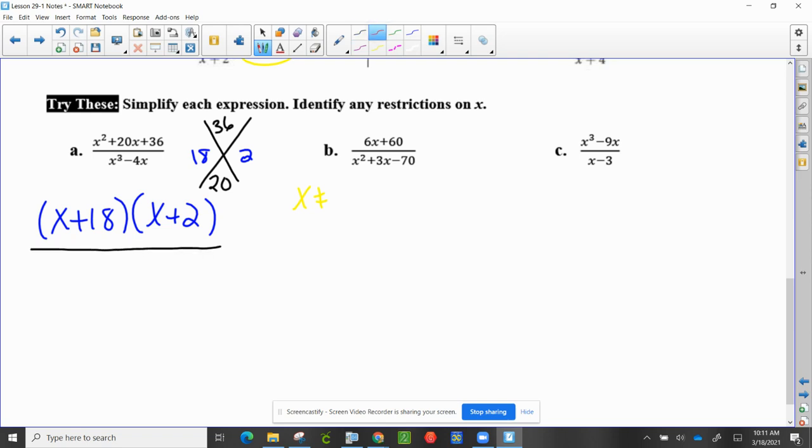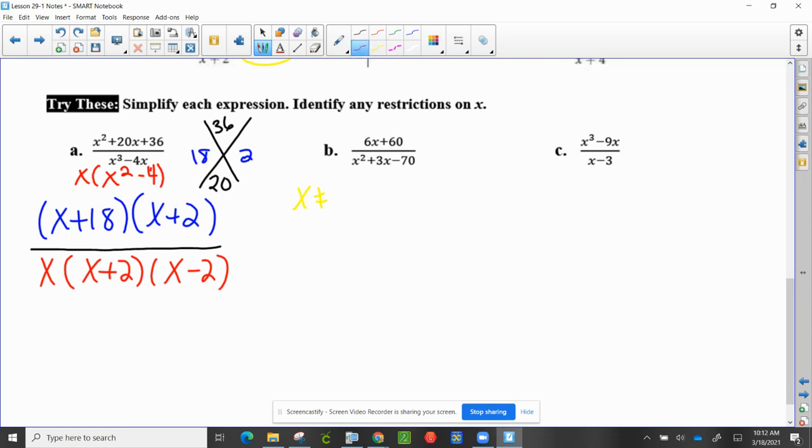Okay, now on the bottom, we have x cubed minus 4x. So they have a common factor there of an x. If I take that out, it leaves me with x squared minus 4, which we know is a difference of squares. So on the bottom here, we have an x in front. We have an x plus 2 and an x minus 2. Because a difference of squares, remember you take the square root of that 4. One factor is a plus, one factor is a minus.